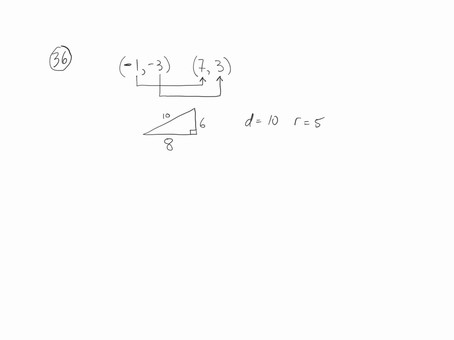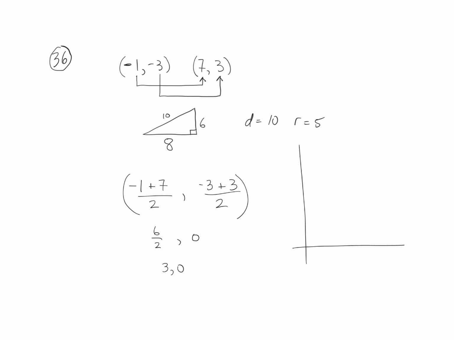So how do we find the midpoint? We find the average of the x values, so -1 plus 7 over 2, comma, -3 plus 3 over 2, the average of the y values. So we have 6 over 2, comma, 0. So the midpoint of the circle is at 3, 0. Now let's draw a graph.